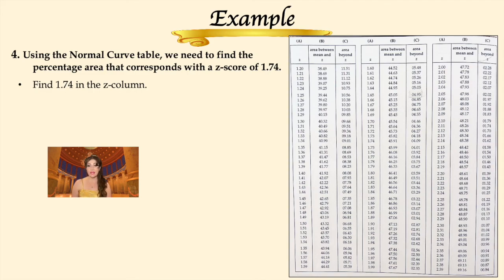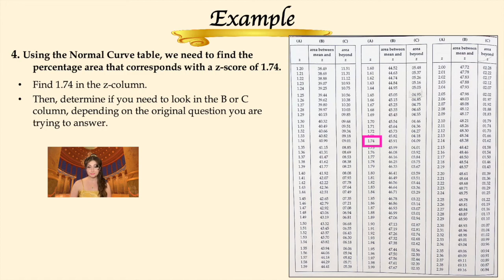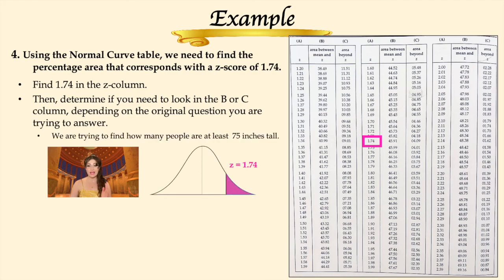In this table, let's go ahead and in the z column, locate 1.74. Once you've located it, you should put your finger on it. And then we need to determine if we have to look in the B or the C column to answer our original question. If we think about it, we know that at least 75 means at a given score and taller. So we're going to shade in the area to the right of the z-score. So in other words, this is going opposite the mean. This is not the distance between the z-score and the mean, because that would indicate people who are shorter than 75 inches.